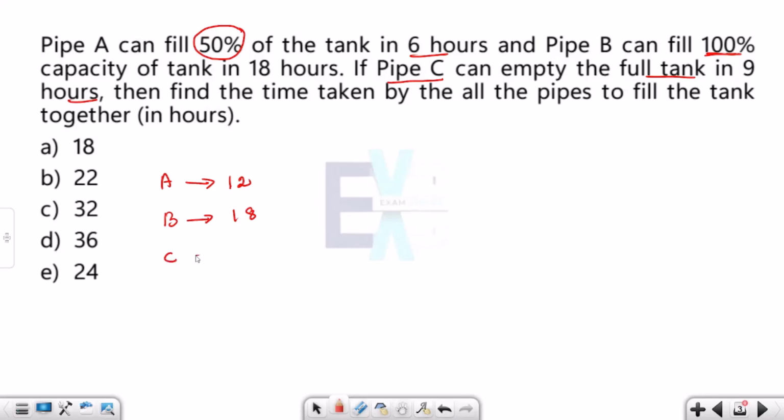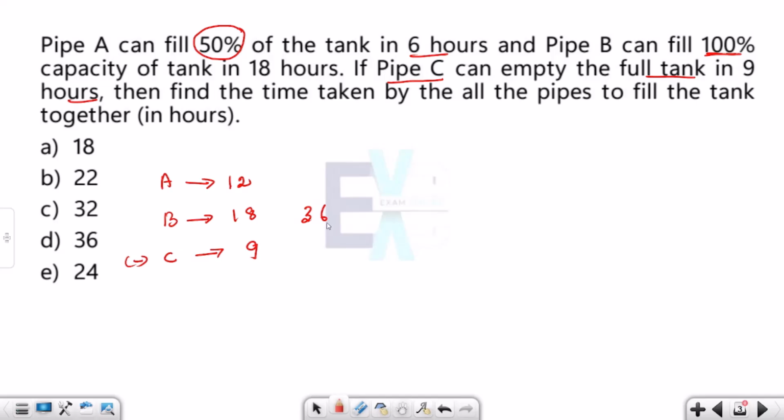So C is like empty. So what will it do? It will empty the tank in 9 hours. So this is like an outlet pipe. Okay, fine. So if you take LCM, then we'll be finding the total capacity of the tank. So what is the LCM of 12, 18 and 9? The LCM will be 36.